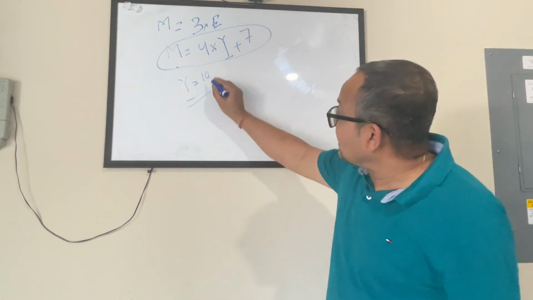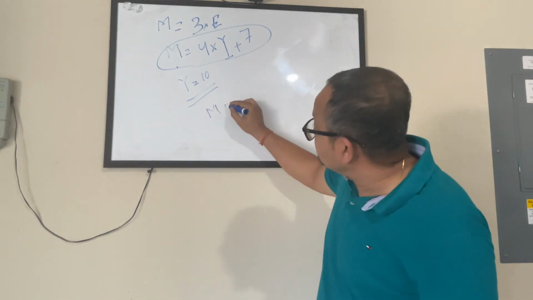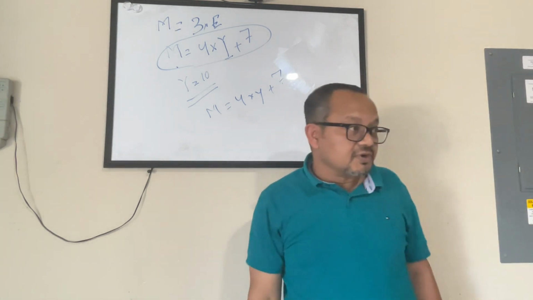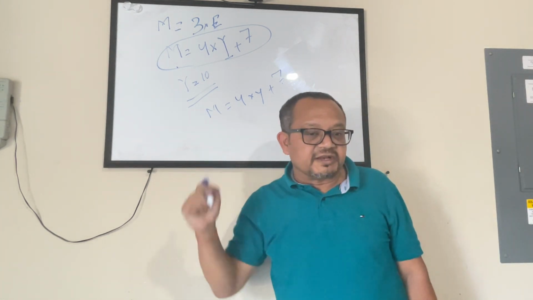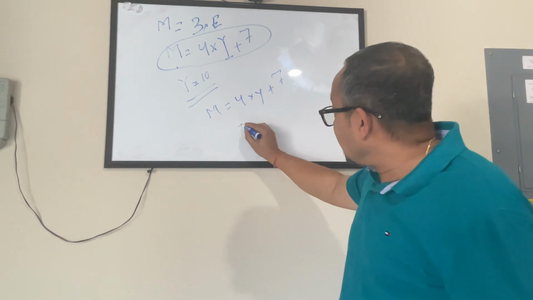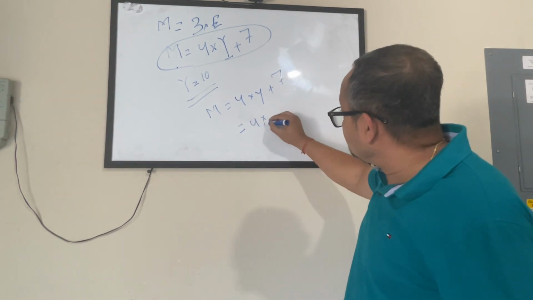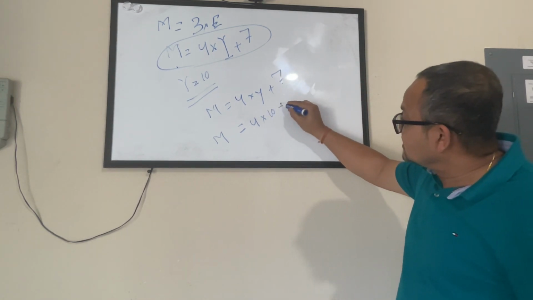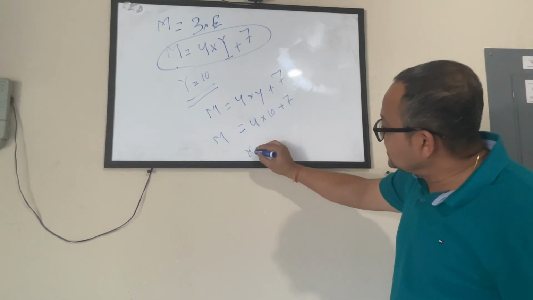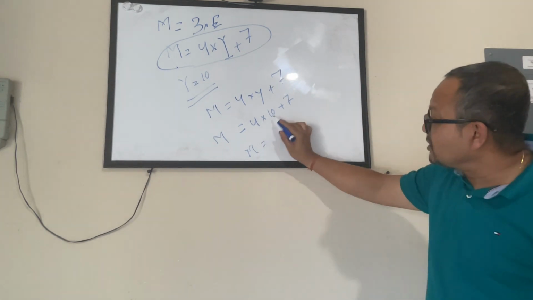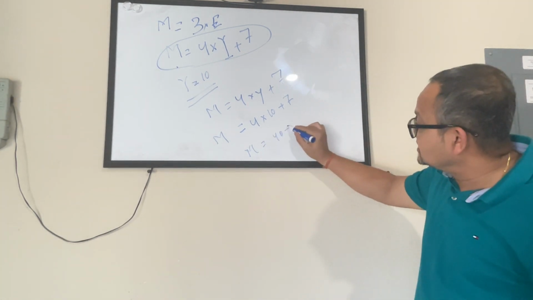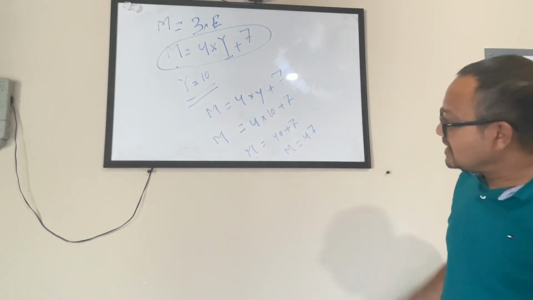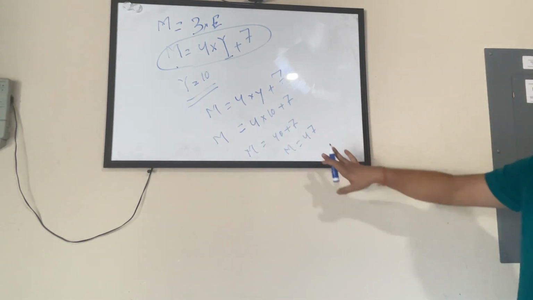Now I will put this value in this equation. So M equals 4 into Y plus 7. That was the relationship I knew, which is between my age and my younger daughter's age. That means M equals 4 times 10 plus 7, which is M equals 4 into 10, 40, plus 7. Or M is 47.